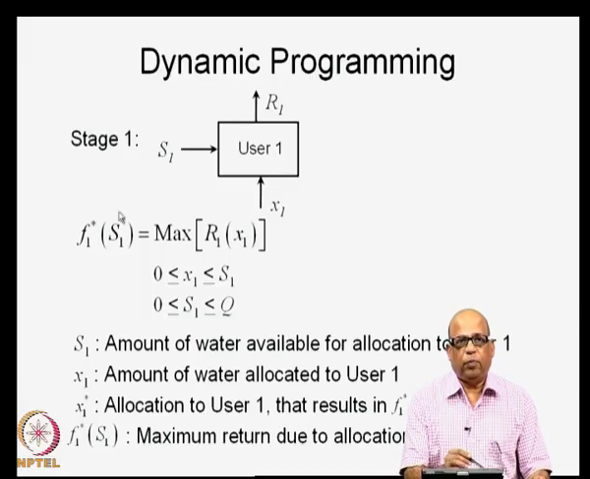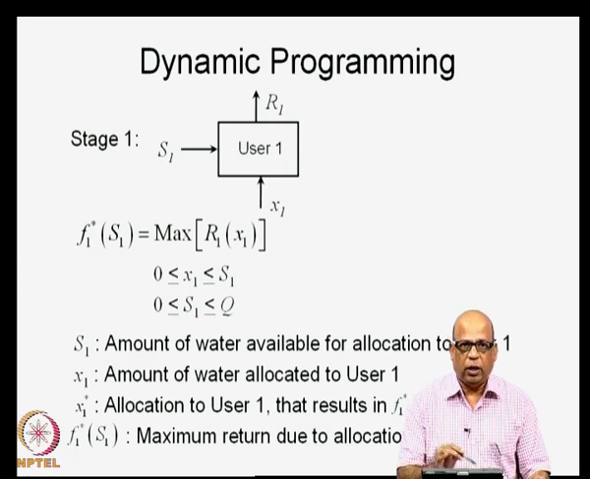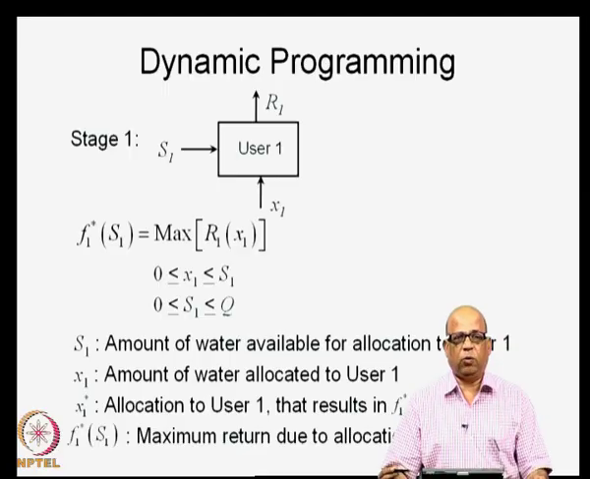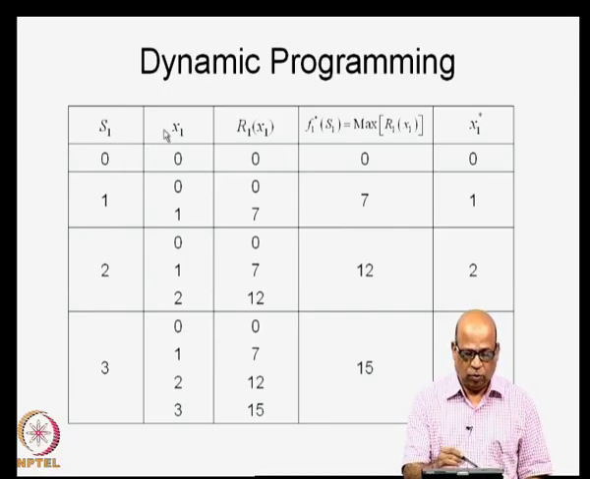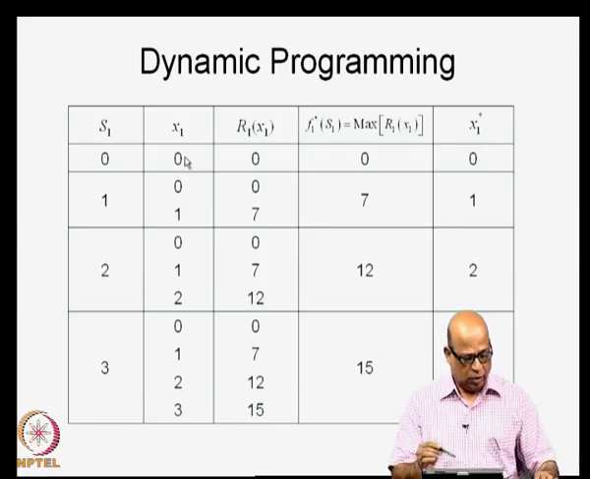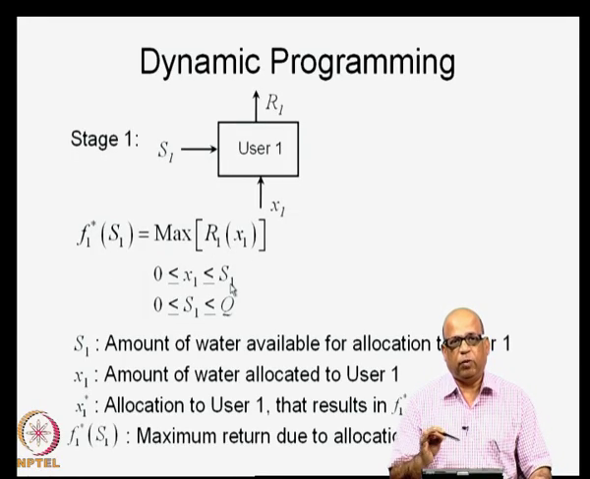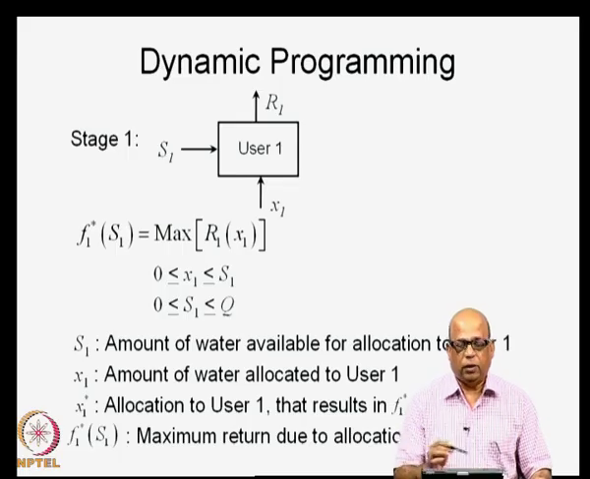And F1 star S1 is the optimized objective function value for a given S1 at stage 1, where only one user is included. So, this is how we solve. We say S1 is equal to 0, x1 can be only 0. Recall here that x1 can take on values up to S1. What we mean by that is that if 3 units of water are available, you cannot allocate anything more than 3, and therefore, x1 can take on values between 0 and S1.